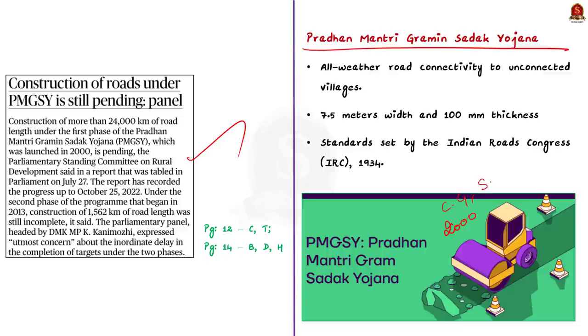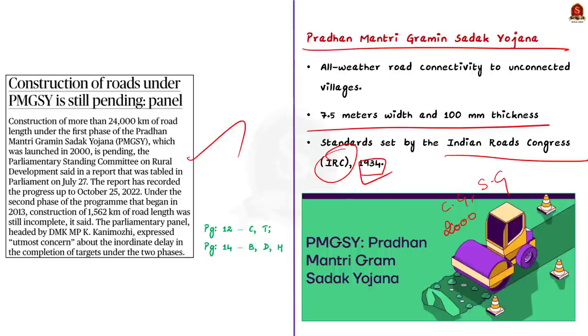Under this scheme, roads are constructed to a minimum standard of 7.5 meters width and 100 mm thickness. The roads are also designed to be all-weather, meaning they can be used throughout the year regardless of the weather conditions. Rural roads constructed under the scheme will be in accordance with the standards set by the Indian Roads Congress, IRC, which was set up in 1934.